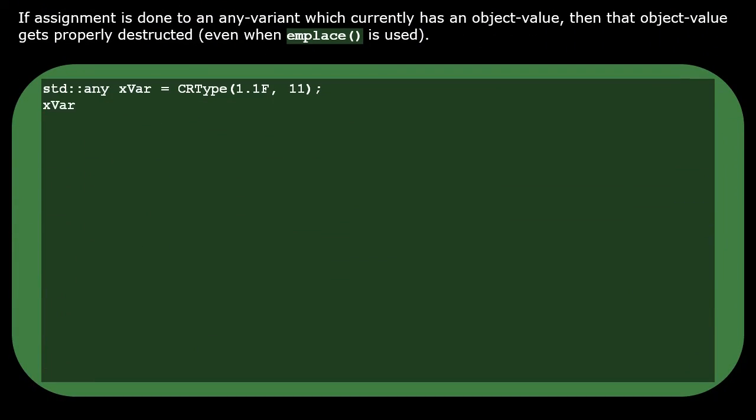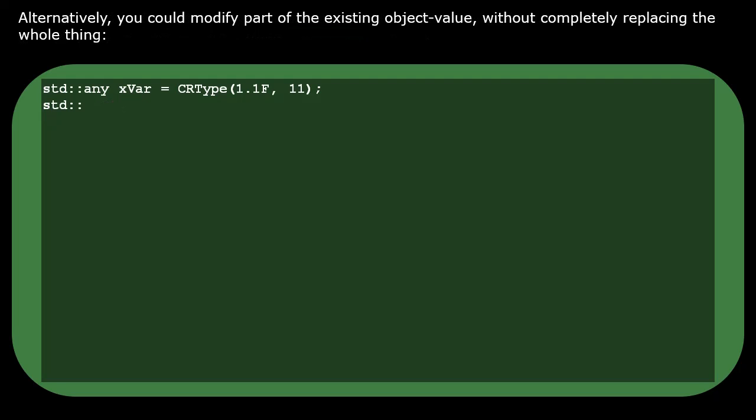If assignment is done to an any variant which currently had an object value, then that object value does get properly destructed. Alternatively, you could modify part of the existing object value without completely replacing the whole thing.